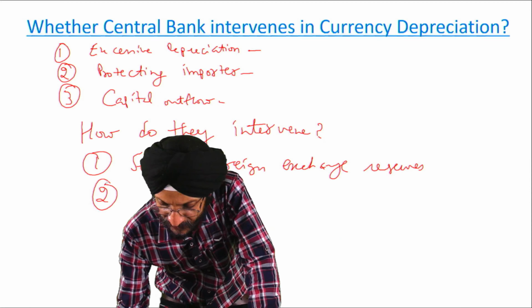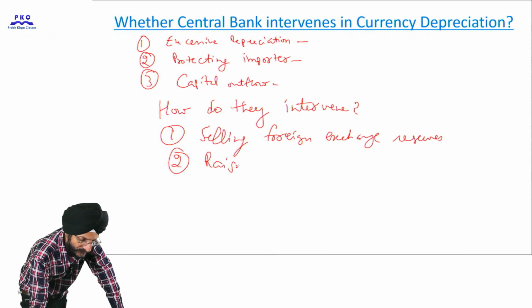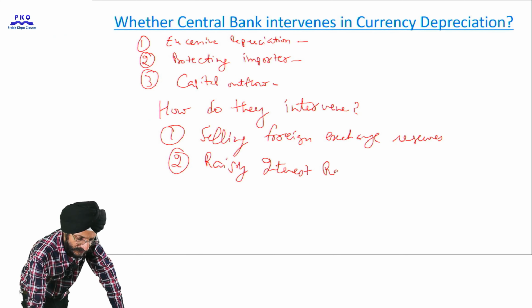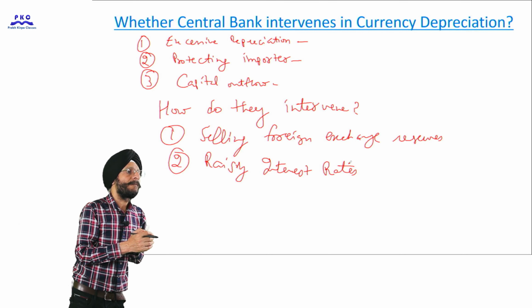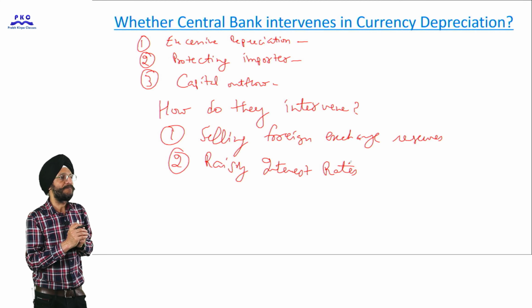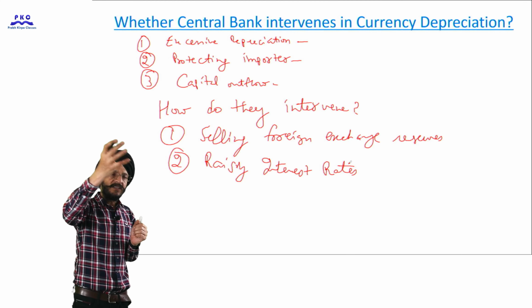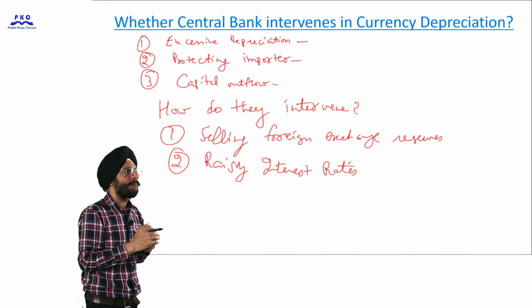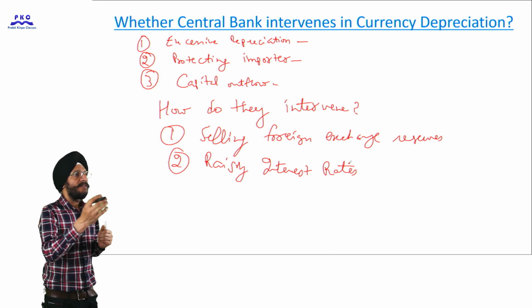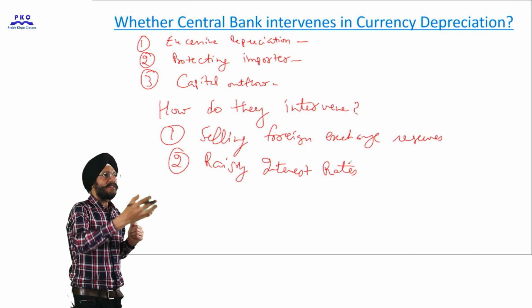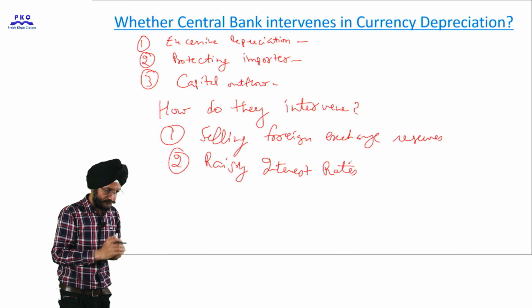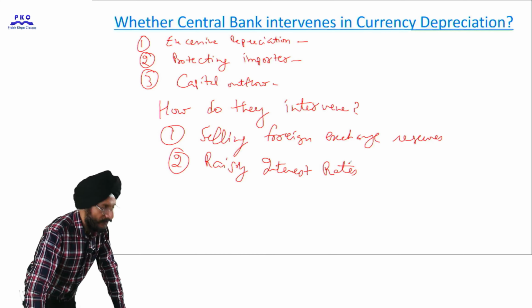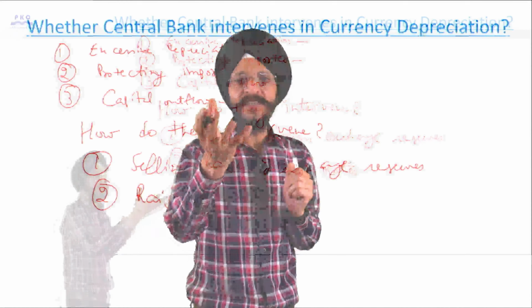Next point is raising interest rates. When the central bank raises the interest rates, the foreigners may start investing in the particular country. So it results in the inflow of foreign currency, and then the currency depreciation stops because the demand for the domestic currency increases.